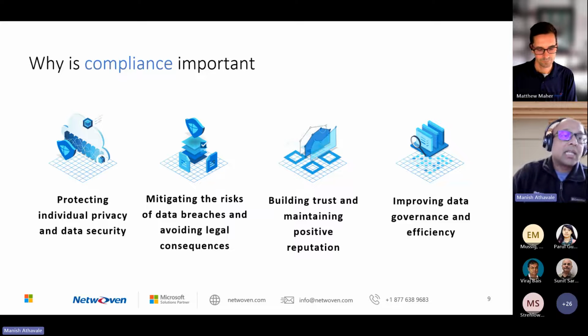The next one is mitigating the risks of data breaches and avoiding legal consequences. By mitigating data breaches, it safeguards the sensitive information. So you're preventing harm like identity theft, financial losses to your individuals, including your customers, and also making sure that your reputational damage is not affected, and also ensuring that the financial penalties for your organizations are not going to happen, right? So you're just ensuring that. It also builds the trust and maintains positive reputation.